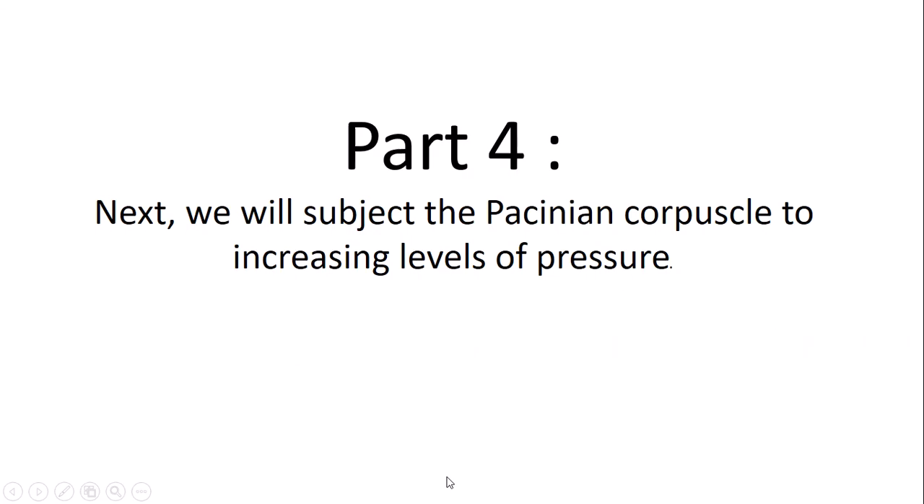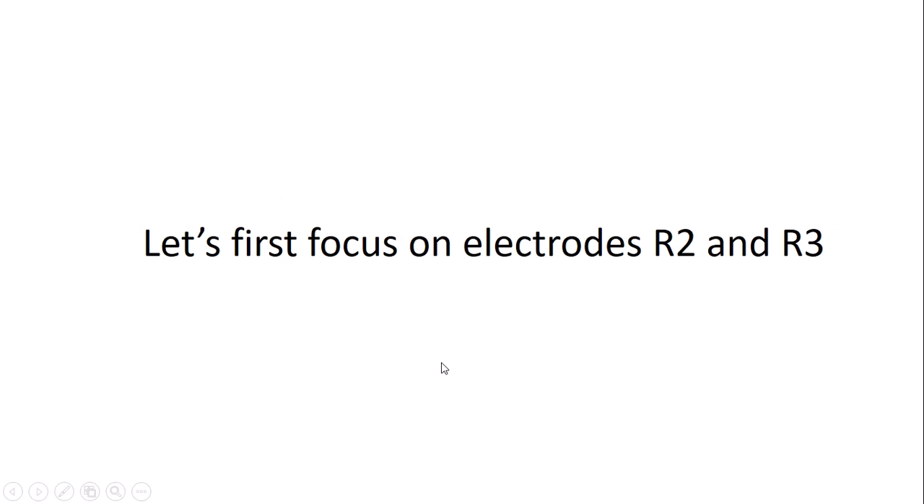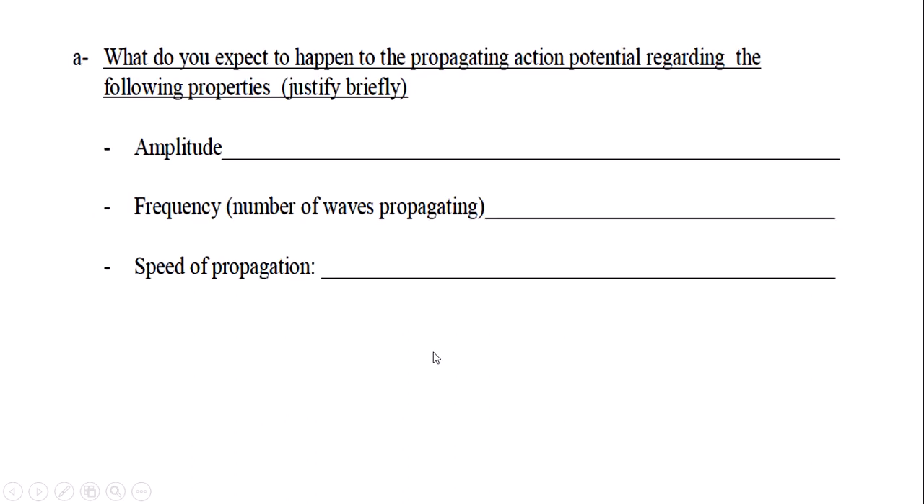So next, we will subject the Pacinian corpuscle to increasing levels of pressure, meaning we're going to increase the intensity of stimulation. Let's first focus on the electrodes R2 and R3. Before doing the simulation, I usually ask my students to give their own hypotheses about what they expect would happen. So what do you expect to happen to the propagating action potential regarding the following properties?